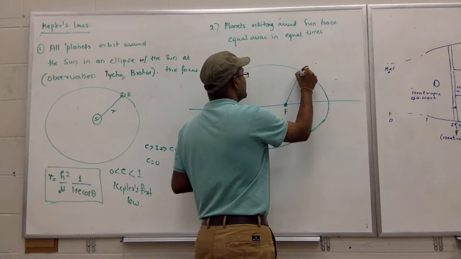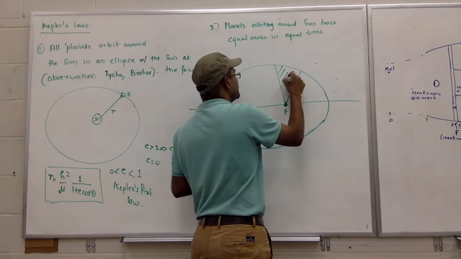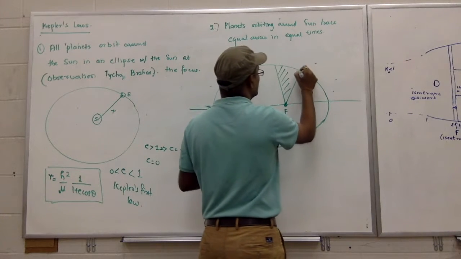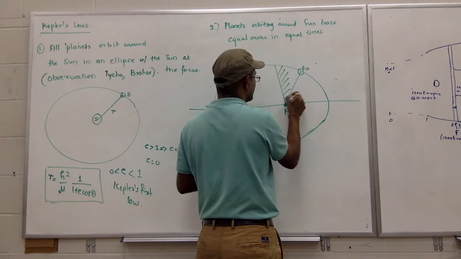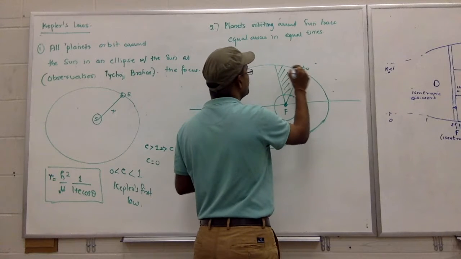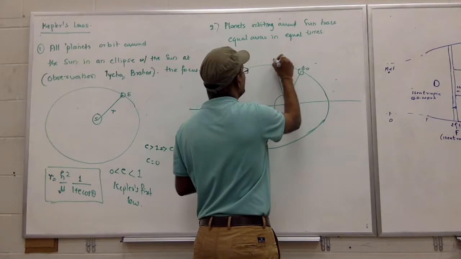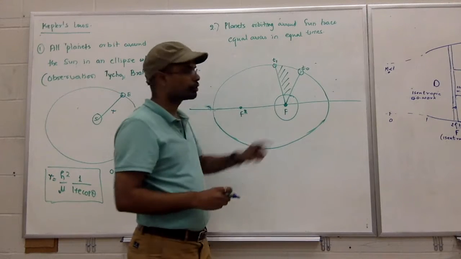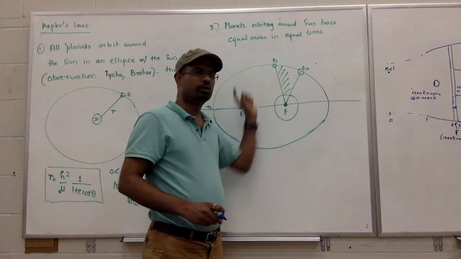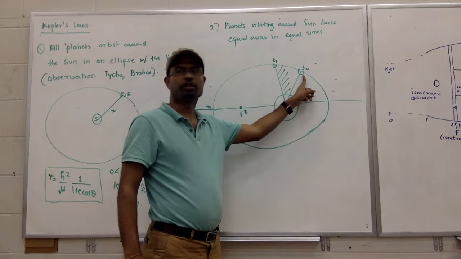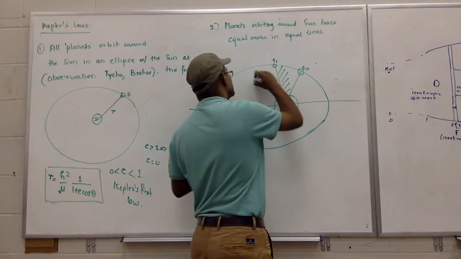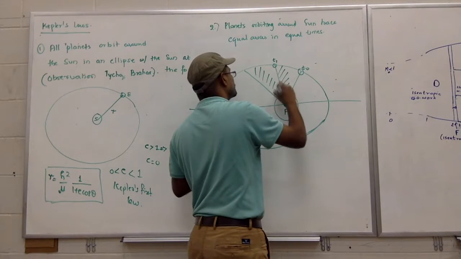Understand this. Let's say math is the universal language. This is the area. This is T0. The Earth is here, the Sun is here. Earth is here at time t equal to T0. It's here at time t equal to T1. Earth is going like this. At time T0 it is here. At time T1 it is here. At time T2 it is here.